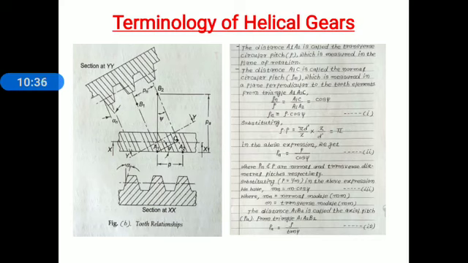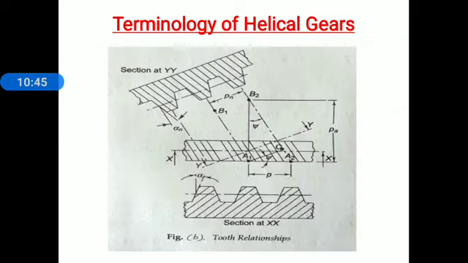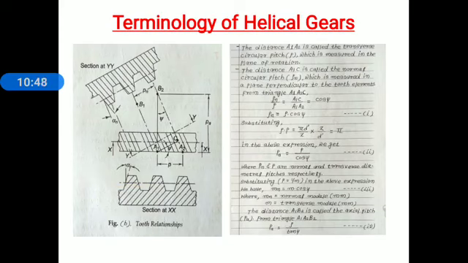Therefore axial pitch is equal to transverse circular pitch divided by tan psi. Using this expression, we get the value of axial pitch. Now this transverse circular pitch is again pi into m. Okay, using this expression we get the value of axial pitch.